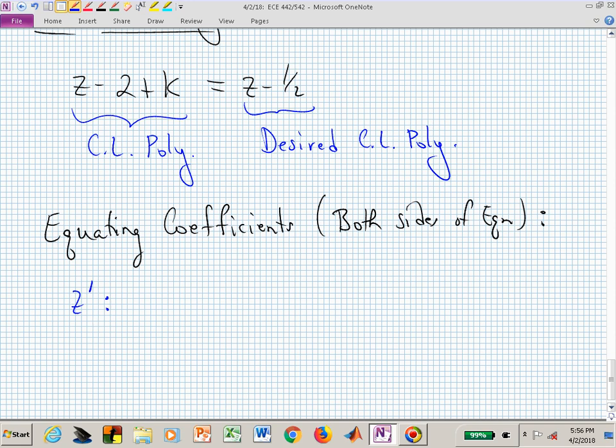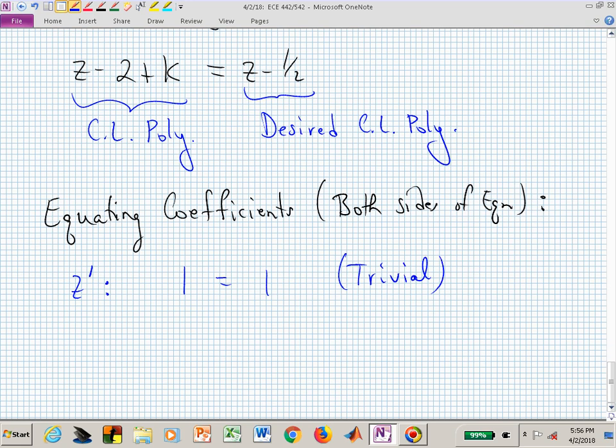If I looked at the coefficient that's scaling z, what's the coefficient of z on the left? 1. What's the coefficient of z on the right? 1. So that was trivial, wasn't it? That didn't really give us any information. So a lot of times you might not even see that discussed. They might just immediately jump to this equation and not even tell you that this equation came by comparing coefficients.